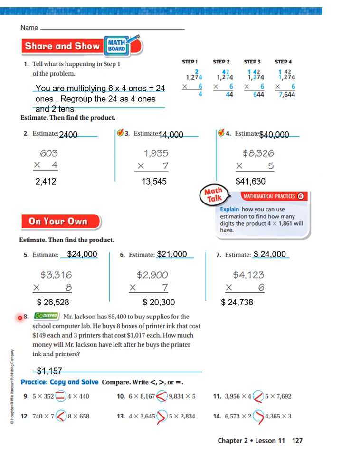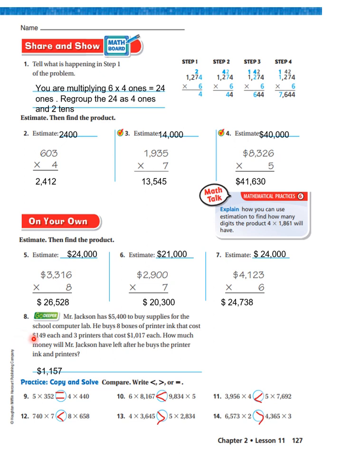It says Mr. Jackson has $5,400 to buy supplies for the school computer lab. He buys 8 boxes of printer ink that cost $149 each and 3 printers that cost $1,017 each. How much money will Mr. Jackson have left after he buys the printer ink and printers?